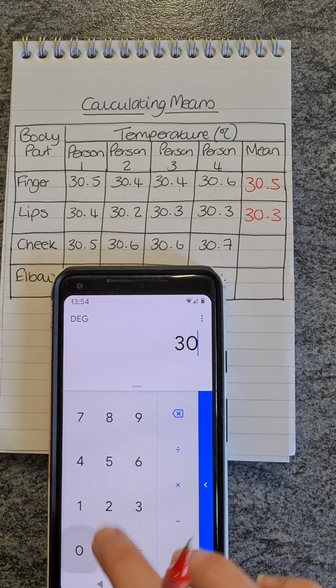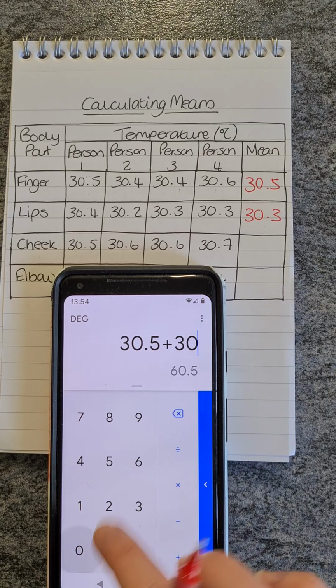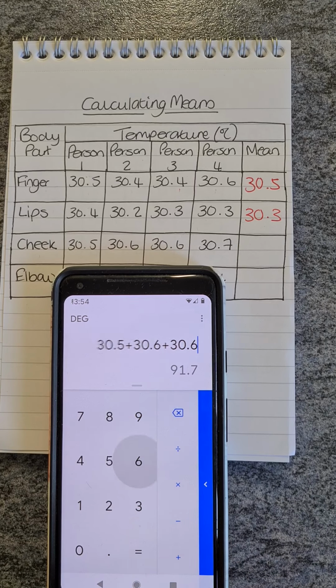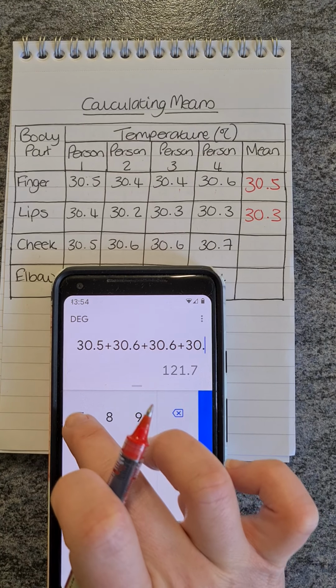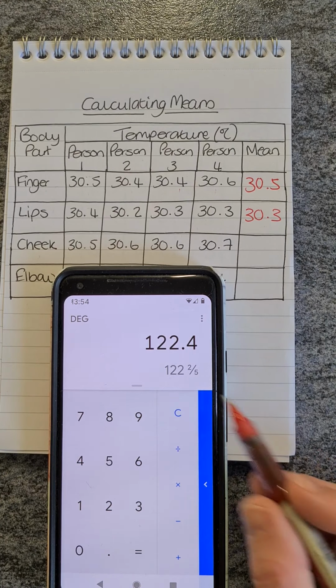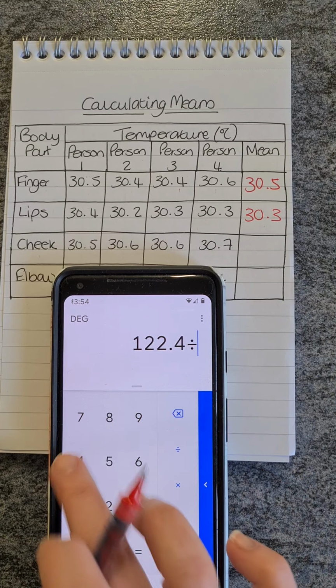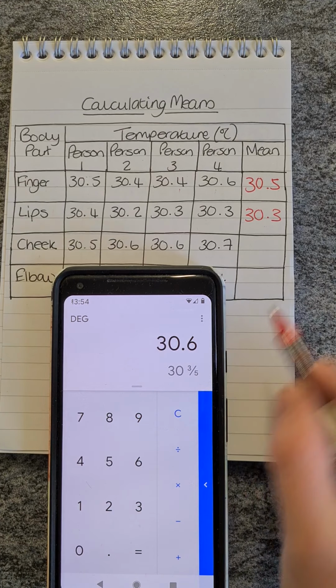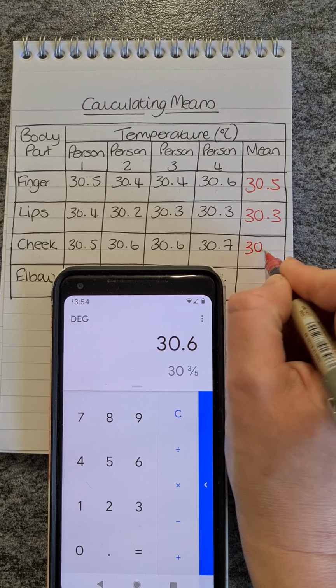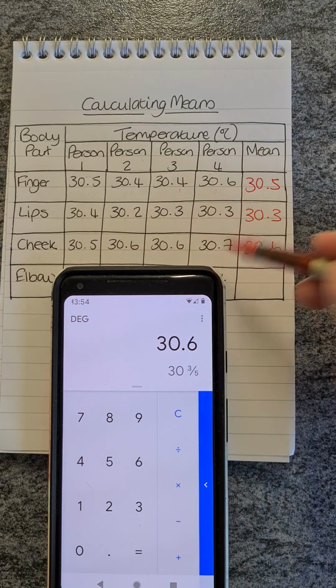Next one down, 30.5, add 30.6, add 30.6, add 30.7. So that one is 122.4 for your total. Divide by our 4 values that we added together, giving us 30.6, which again is similar, so that value makes sense.